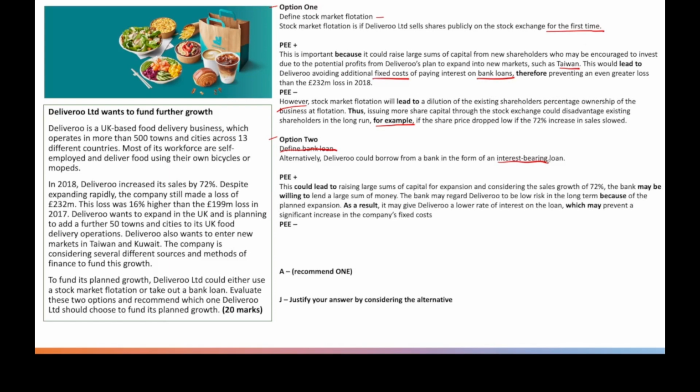This could lead to raising large sums of capital for expansion, and considering the sales growth of 72%, the bank may be willing to lend the large sum of money. The bank may regard Deliveroo to be low risk in the long term because of the planned expansion. Okay, we've got planned expansion in the case study, so that's context. As a result, it may give Deliveroo a lower rate of interest on the loan, which may prevent a significant increase in the company's fixed costs. Full stop if we were actually doing English.